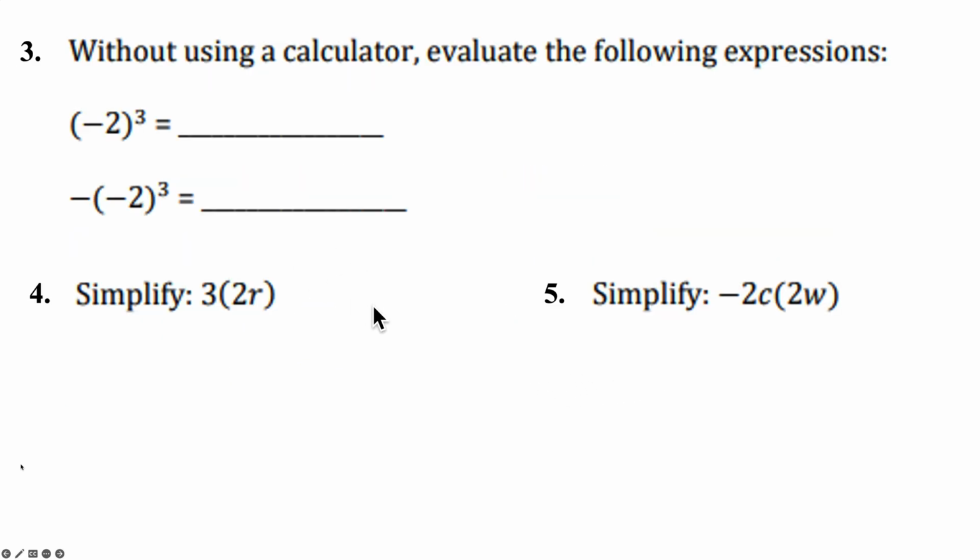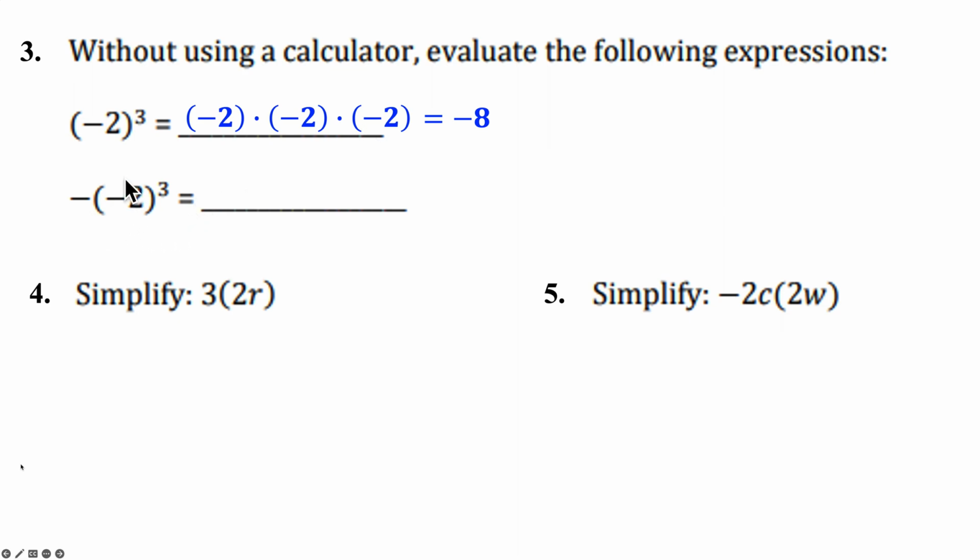Number 3, without using a calculator, evaluate these expressions. Here we have a negative 2 in parentheses to the 3rd power. We're going to write it out 3 times. A negative times a negative is a positive, times a negative is a negative. 2 times 2 times 2, we get negative 8.